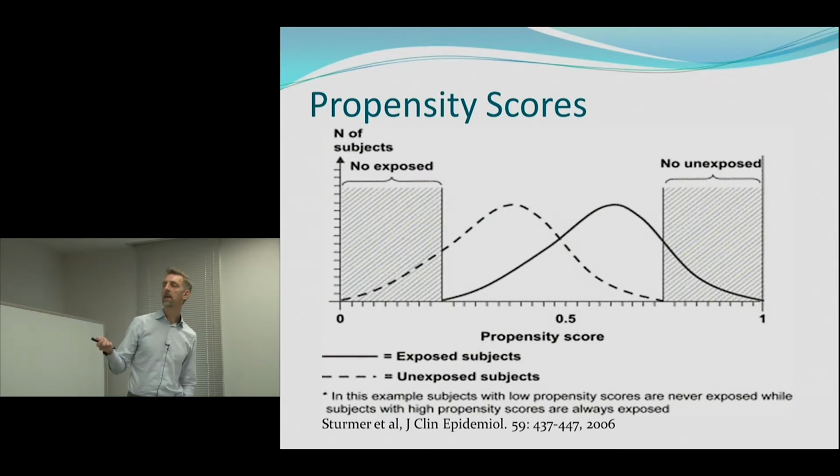And here on the y-axis we've got the number of subjects, and on the x-axis we've got the propensity score, ranging from 0. So a score of 0 would mean very, very unlikely to be prescribed the drug, up to 1, which means extremely likely to be given the drug. Yeah? So here, the broken line shows you the distribution of scores for an unexposed group. So it's tending to be towards the 0. And here we've got the distribution for the exposed patients, and it tends to be closer to 1.